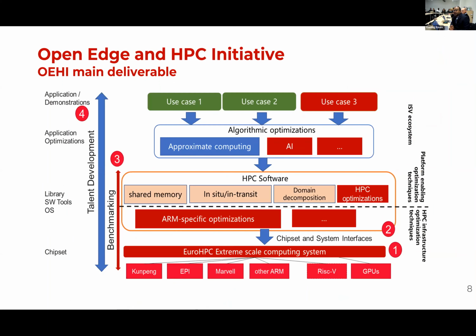So what are the main deliverables, at least for OEHI? If you can see at the bottom, there are multiple hardware architectures like Kunpeng. Kunpeng is Huawei's ARM. EPI is the European Processor Initiative. There's also Marvell and other ARM. There are multiple ARM processors coming into the market. Also we can see RISC-V, and obviously there is a zoo of accelerators now with AI accelerators, and also the standard ones from NVIDIA, AMD or Intel. So we have quite a diverse range of hardware here.